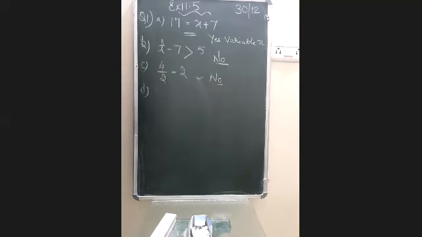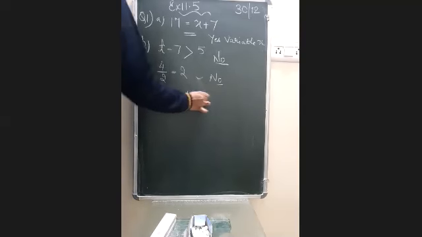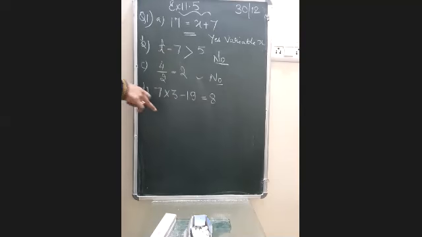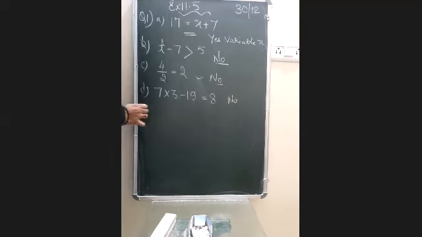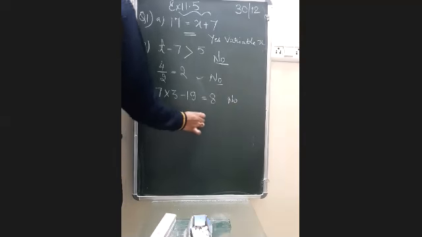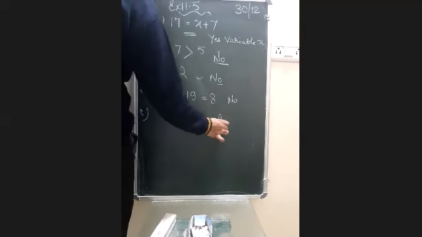Coming to question number D. 7 into 3 minus 19 is equal to 8. We have an equal sign, but we don't have any variable, so this is not an equation. We are going to write no here. Now question number E. Very nice, everybody is writing correctly. It is 5 into 4 minus 8 is equal to 2x.